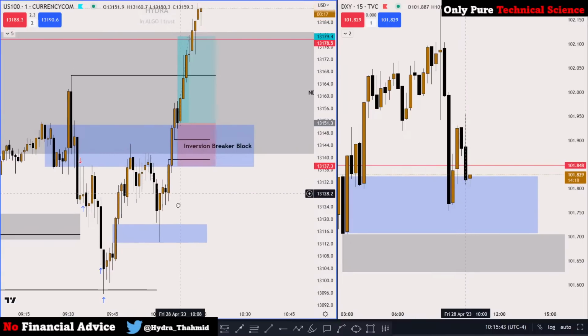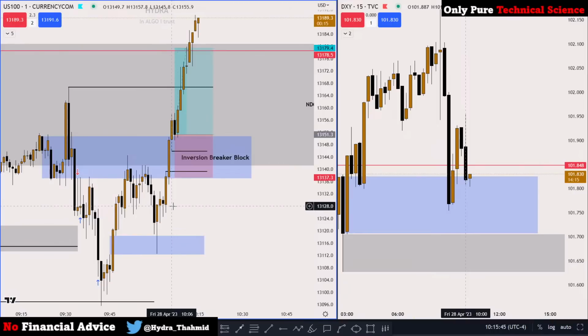So with that saying, folks, patience is the holy grail. Other than that, I can share every setup with you. Setup is not a holy grail.